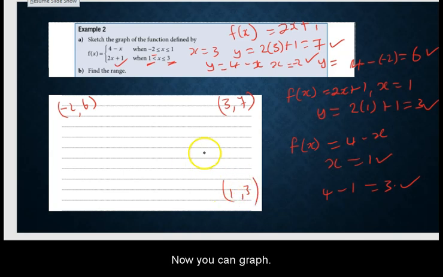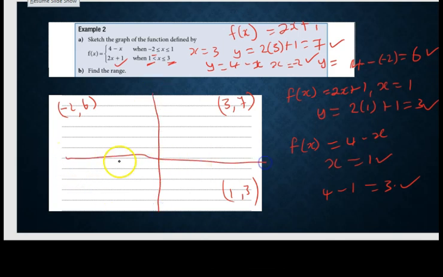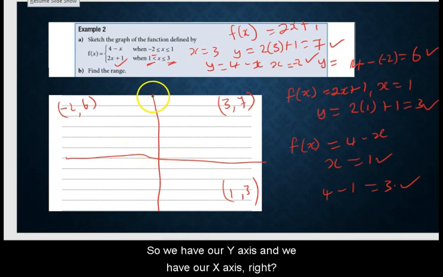Now you can graph. It becomes very easy to do that. Don't mind my sketching. Kindly use your ruler to do this better. So we have our y-axis and we have our x-axis, right?